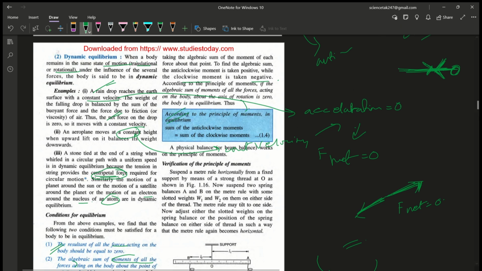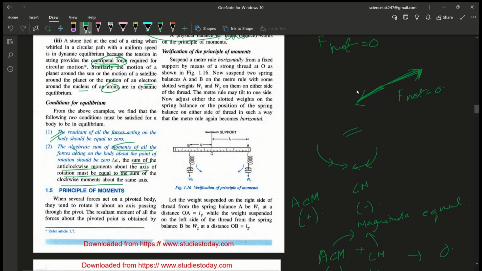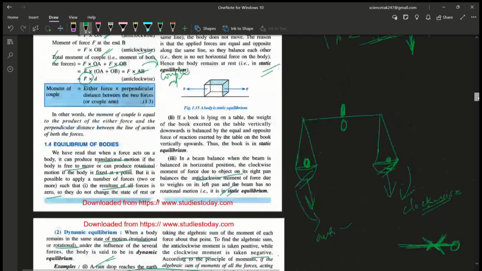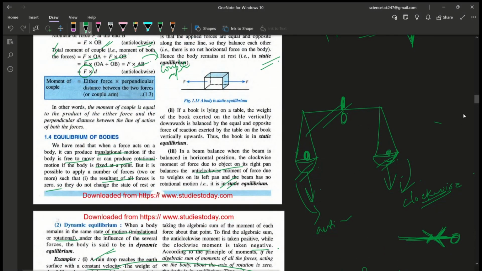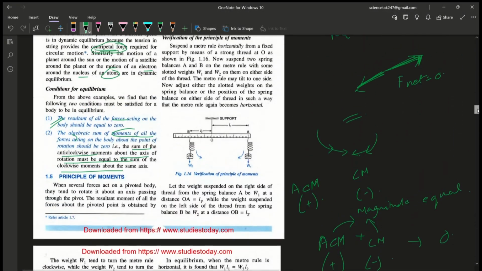Physical balance or beam balance works on the principle of moments. We've already discussed it here, right?